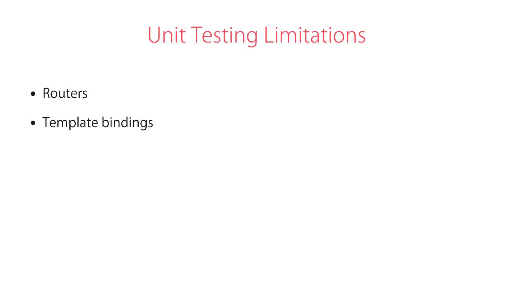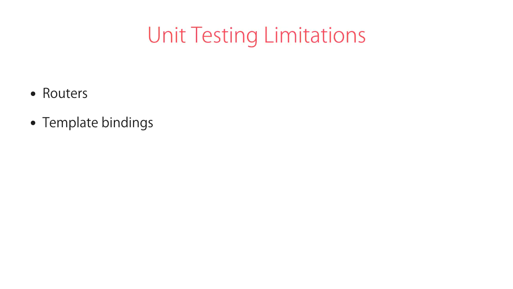Another limitation is around template bindings. So if we set a property in a component, with these unit tests, we cannot ensure if that component renders that property or not. Similarly, if we click on a button in the view, we cannot ensure if the corresponding method in the component is called or not.